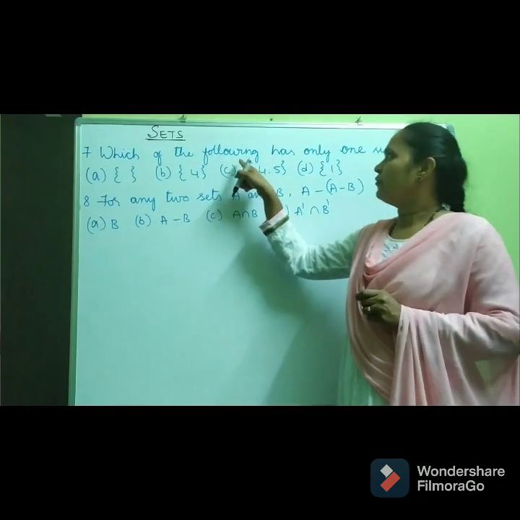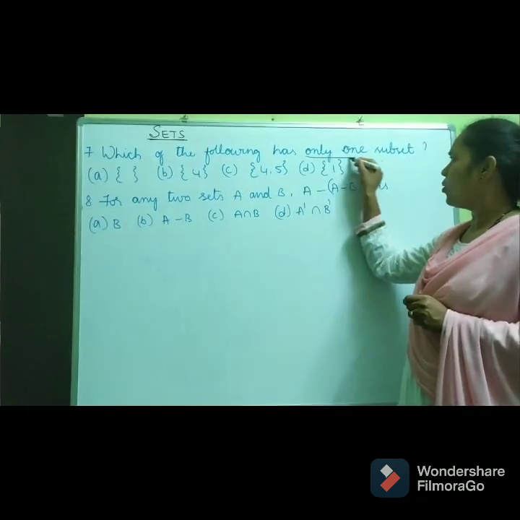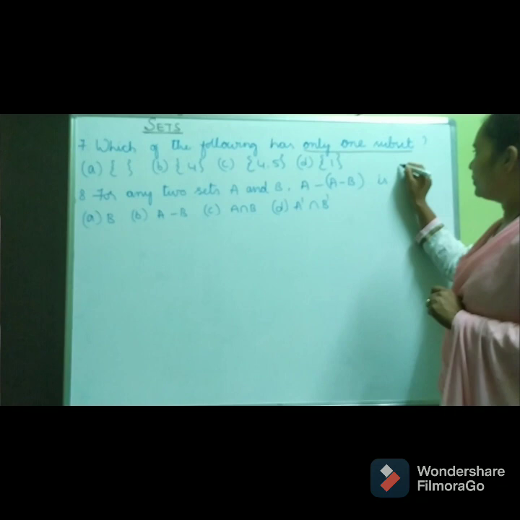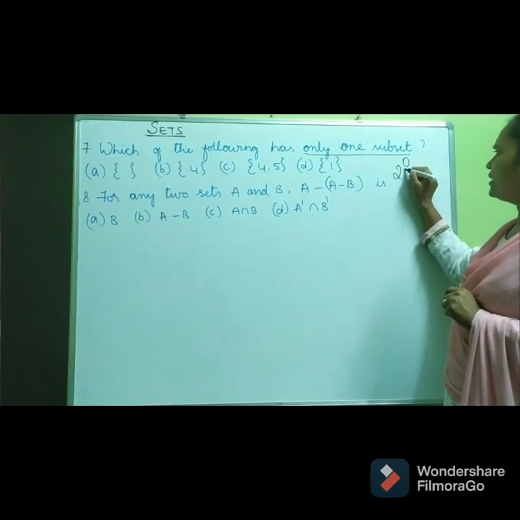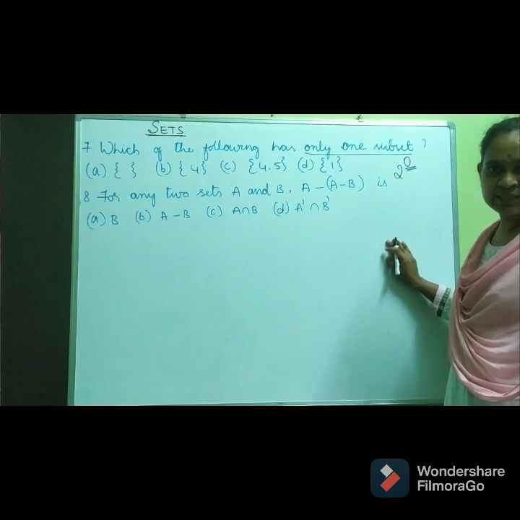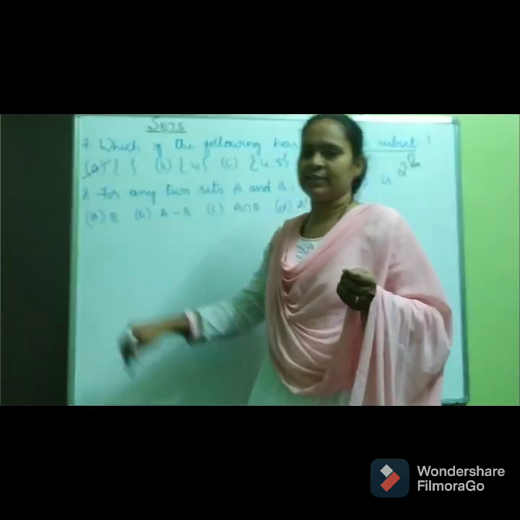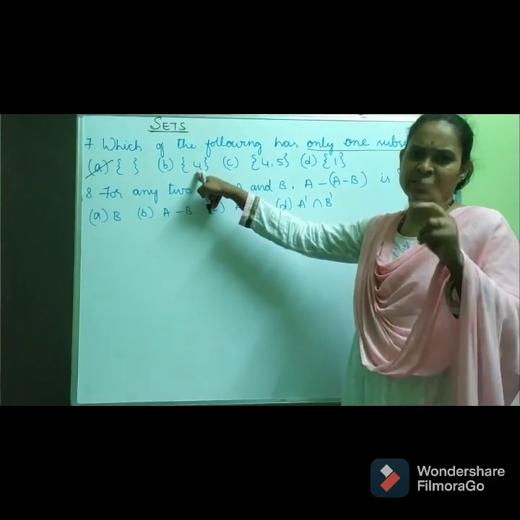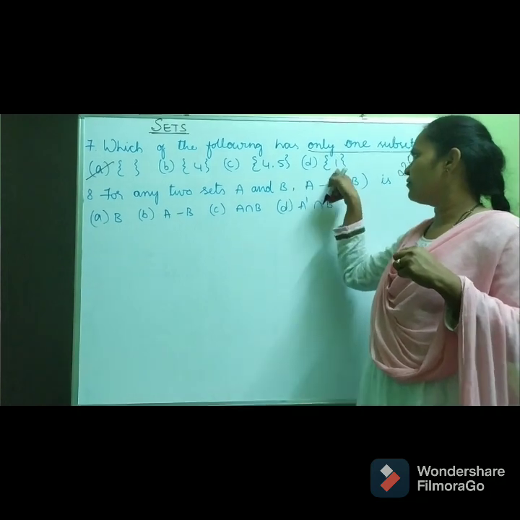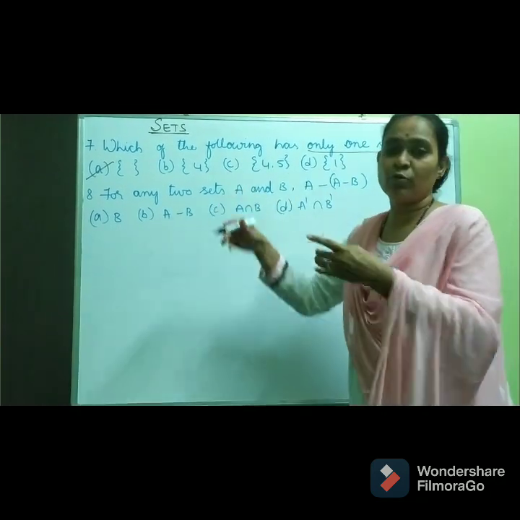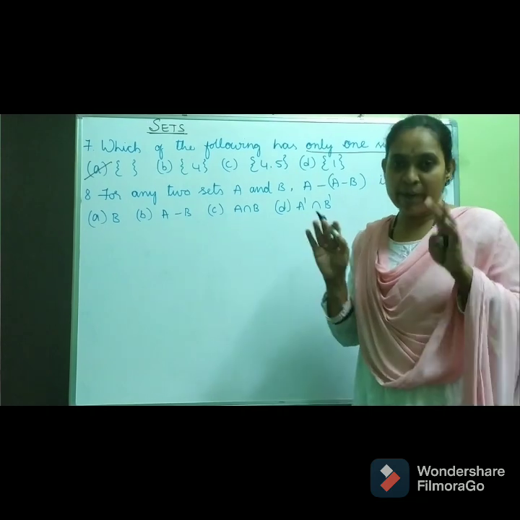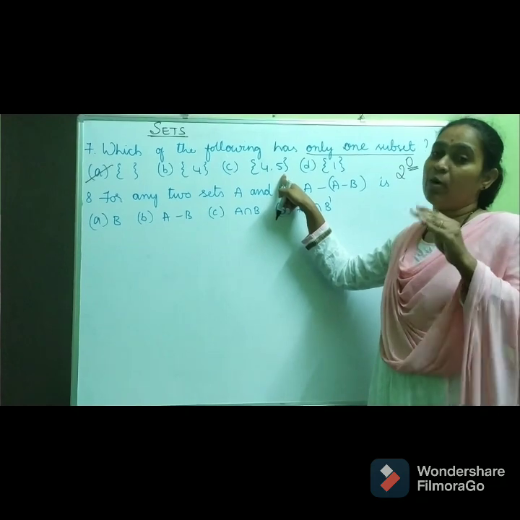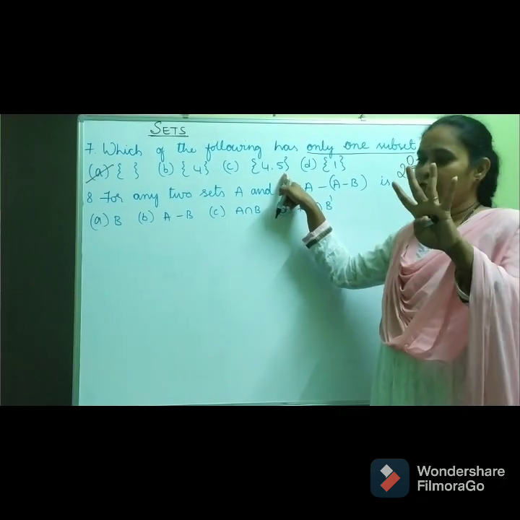Seventh one. Which of the following has only one subset? Only one subset means what will be the formula? 2 power 0. 0 means what? There must not be any element in the set. Then definitely it is an empty set. How many subsets will be there for this? Number of elements is 1, so 2 subsets because 2 power 1. Same explanation for this. If the element is 1 or 4, what is the difference? Number of elements matters for us. For this, 2 elements are there. Therefore, the number of subsets formula will be 2 square, that is 4.